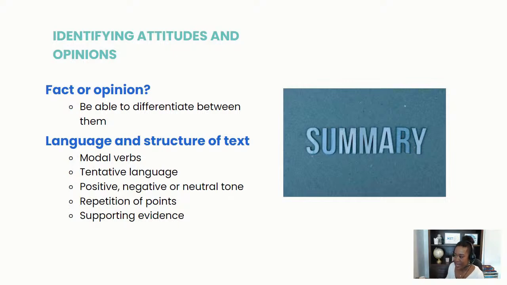To wrap up today, when we're identifying attitudes and opinions, first of all, it's good to have clarity, to be really clear on when the writer is stating a fact or when they're actually giving their opinion. So it's good to be able to differentiate between the two. And in terms of your careful reading process, carefully have a look at the language used and the structure of the text. And we've talked through a number of features that you can look out for as you do so.